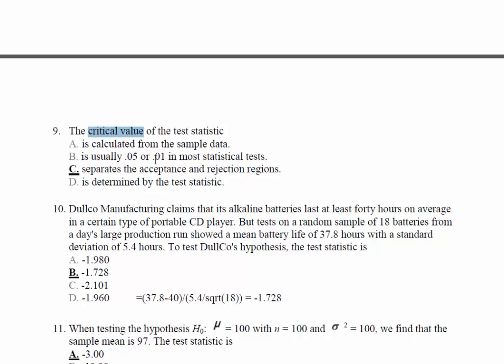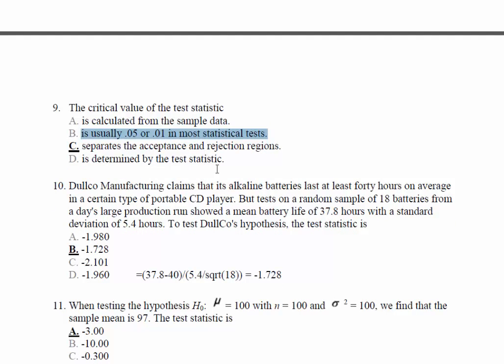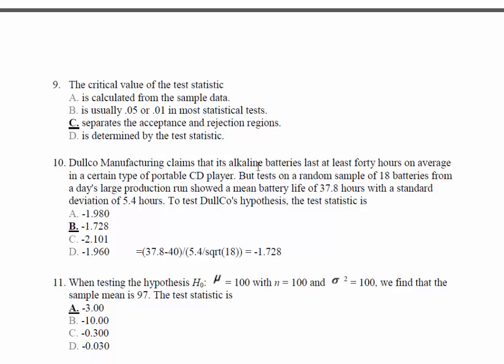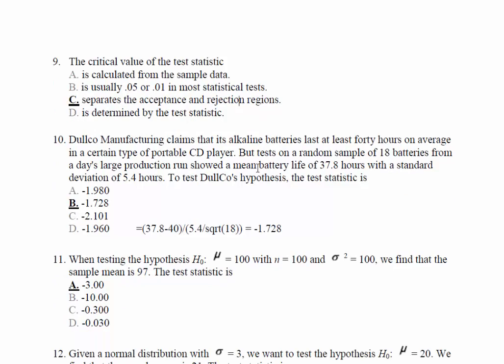It's usually 0.05 or 0.01 in most statistical cases? No, that's not true. 0.05 and 0.01 are the significance levels we normally choose. Is it determined by the test statistic? No, it's not. Okay. The critical value is actually from the table, from the standardized table. Okay. Number 10.